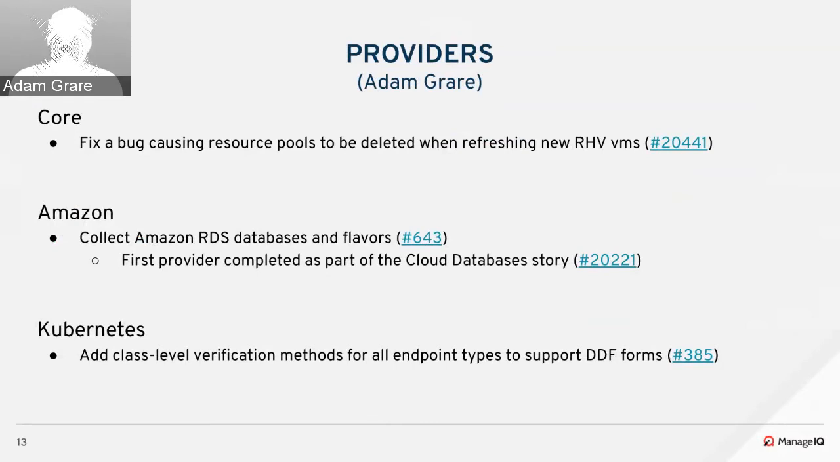On the Amazon side, we added collection for RDS databases and flavors. This is pretty exciting because it's one of the first new object types that we're collecting for cloud providers in a very long time. So we're also going to be looking at collecting these cloud databases for Azure and Google coming up soon.